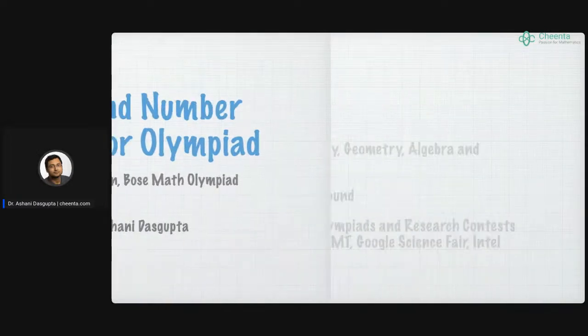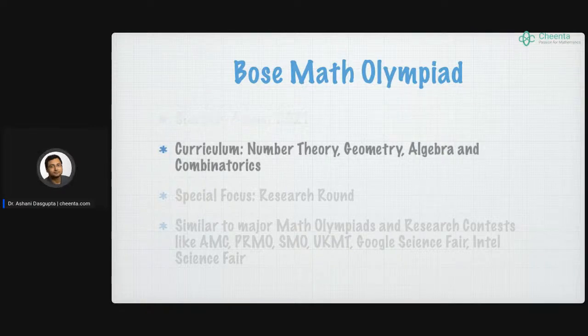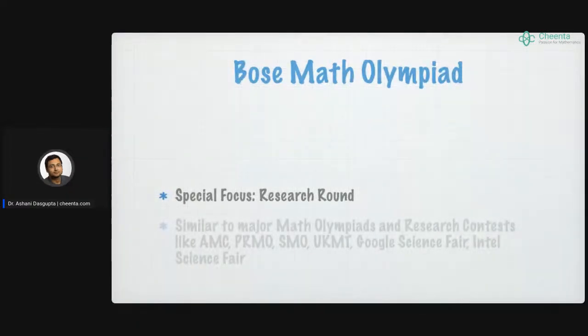Now let me start with a brief introduction about the Bose Math Olympiad. It starts in August 2021. More specific dates are available at Cheenta.com. Its curriculum is basically number theory, geometry, algebra, and combinatorics, the standard curriculum of math Olympiads across the world. Some of you have also taken the research round in the Bose Math Olympiad. I think at least 20 people, maybe 80, have done that all across the world. That was a very big success because research is not something that everyone does. Whoever of you have done it, great. We are going ahead with that round.